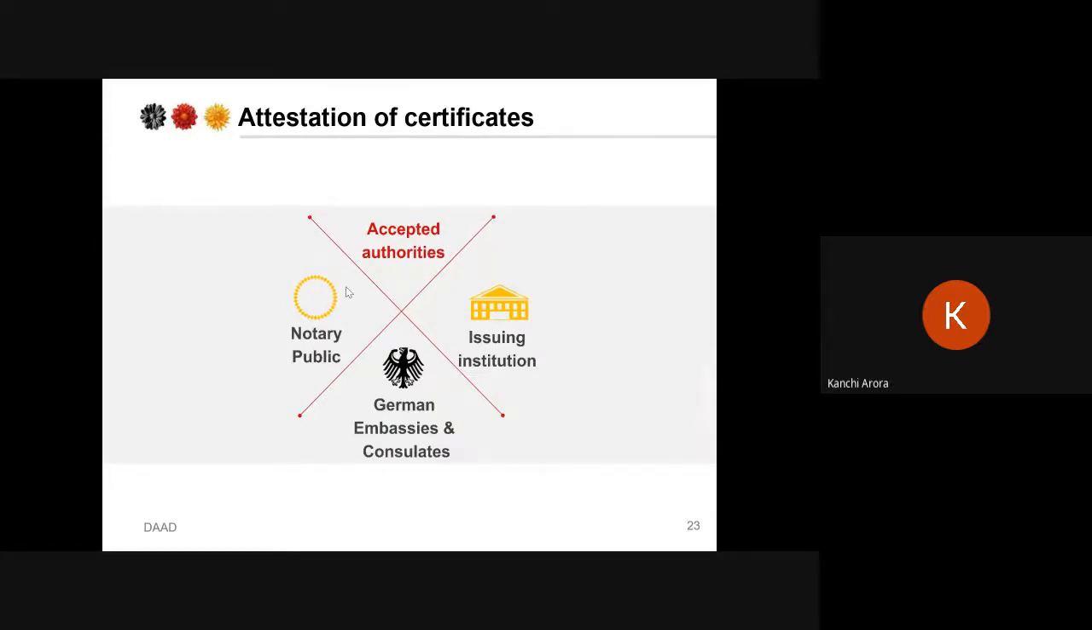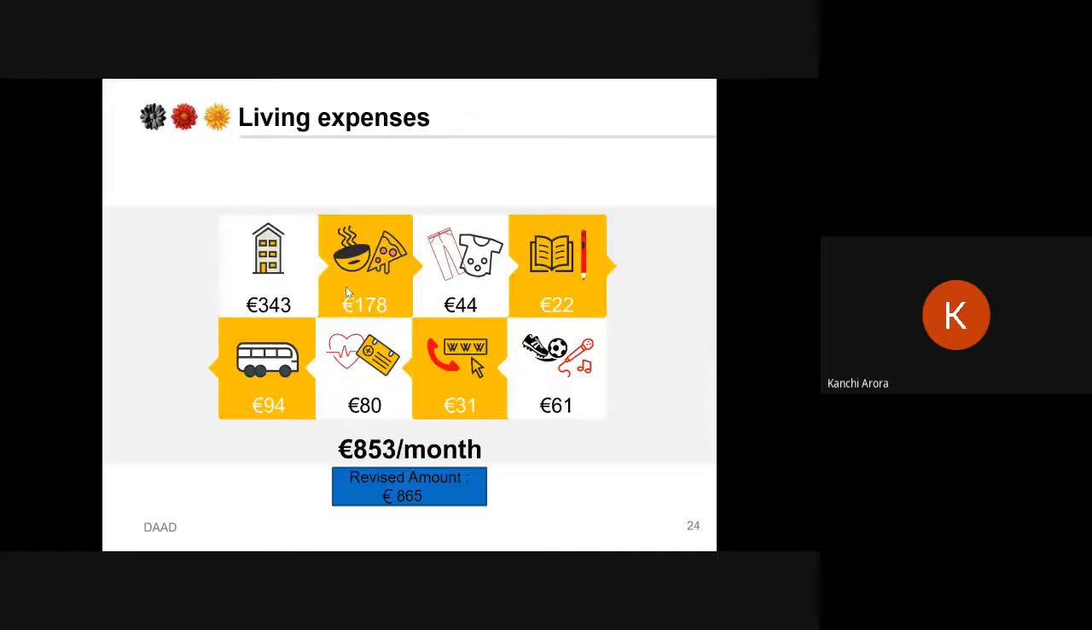When it comes to uni-assist, or when we say that you have to get your certificates attested, the authorities that are allowed to attest your certificates are the issuing institution, as in your university, or the notary, or the German embassy, or the consulate. You could always take an appointment at the German consulate, and usually for the first 3 sets of documents they wouldn't charge you for any kind of attestations, and you wouldn't need more than that.